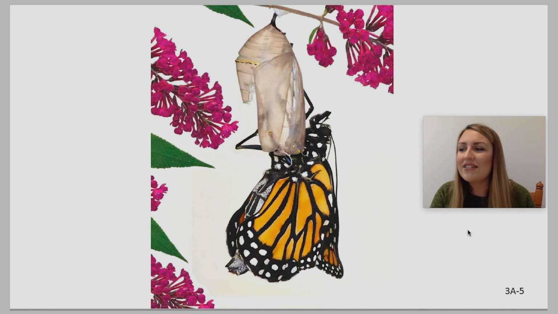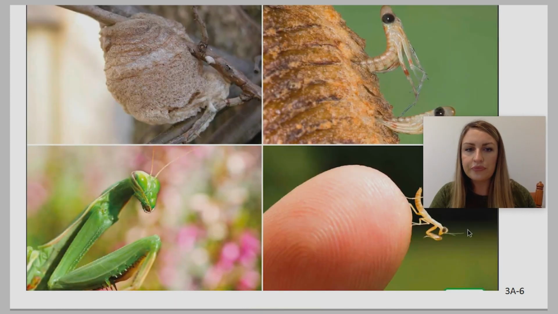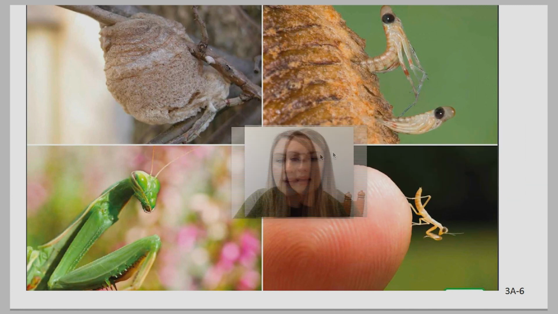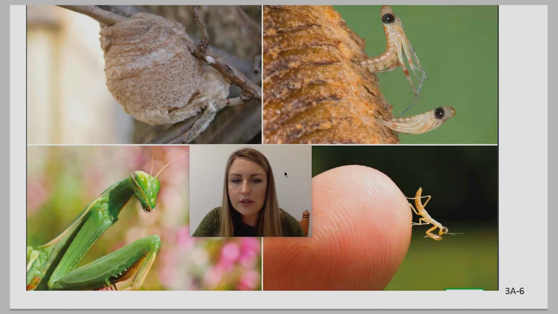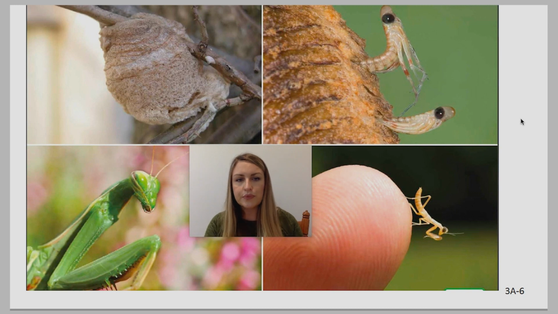Butterflies, moths, beetles, and flies all undergo a complete metamorphosis. That's butterflies, moths, beetles, and flies. Go through all 4 stages, and that's called a complete metamorphosis. Now, let's look at another picture. So, as we look through these pictures, what do you notice?